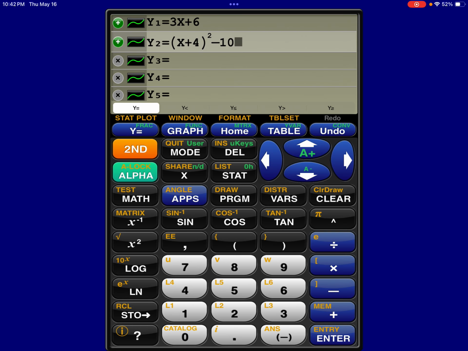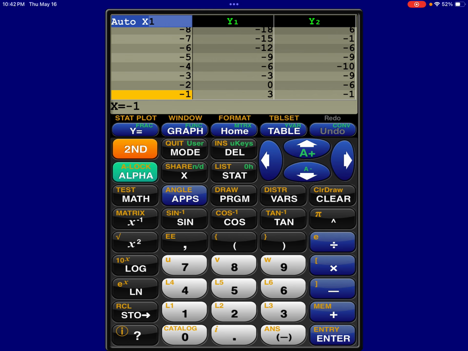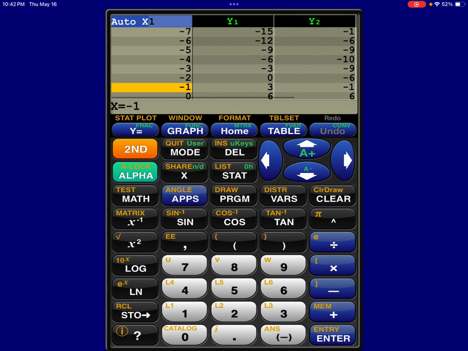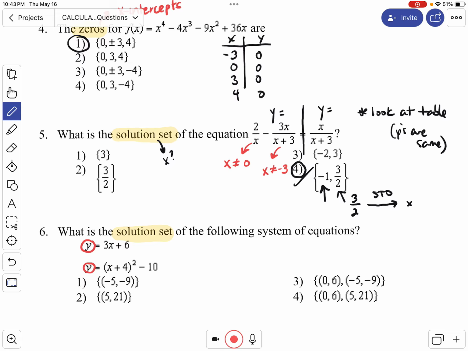minus 10. All right, if I look at my table, I'm doing just what I did before. I'm looking to see where are the y values the same. So see the -9 and the -9? That means that one of my solutions has to be -5, -9. And in this scenario, we're not just looking for the x, we're actually looking for the x and the y because it's a system.